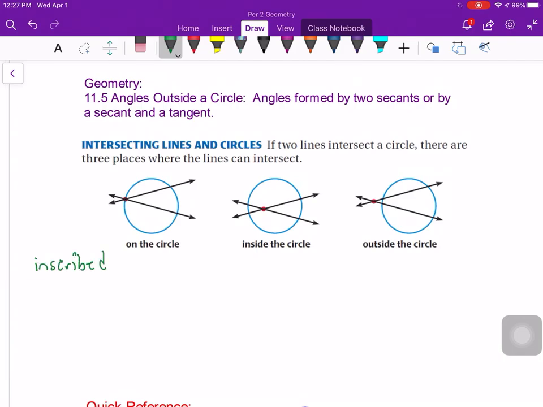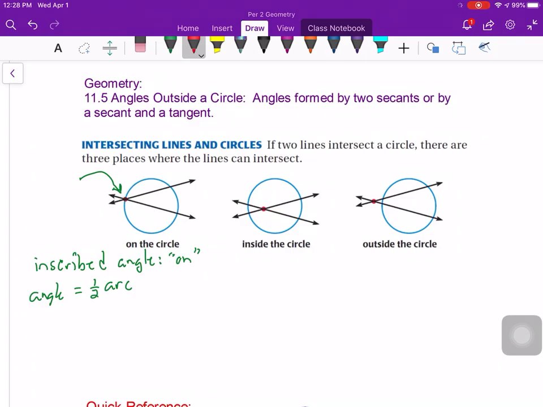Then we had what were called inscribed angles. An inscribed angle is also sometimes called an on angle. And that's because the vertex is right on the circle. And for an on angle, the angle is equal to half of the arc.